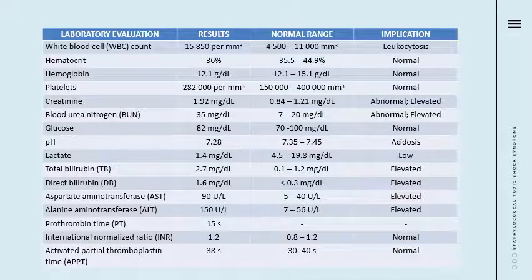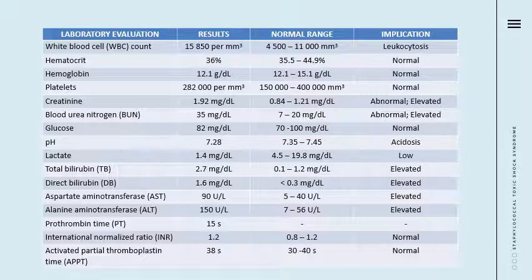Her creatinine and blood urea nitrogen were elevated, so this means that there might be something wrong with her kidney function. Her glucose was also normal. Her blood pH, on the other hand, is lower than normal, so this is referred to as acidosis. Her lactate levels were also low.